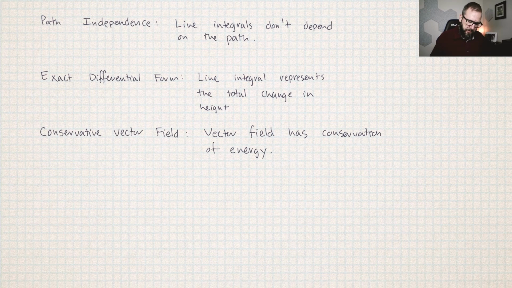And the last concept is that the vector field you're dealing with has some kind of conservation of energy. A lot of vector fields do have conservation of energy. It's a special, rare thing. In gravity, we have conservation of energy. Systems like springs have conservation of energy. Any time there's a closed system where no energy is being added or subtracted, we have conservation of energy. We call them conservative vector fields.